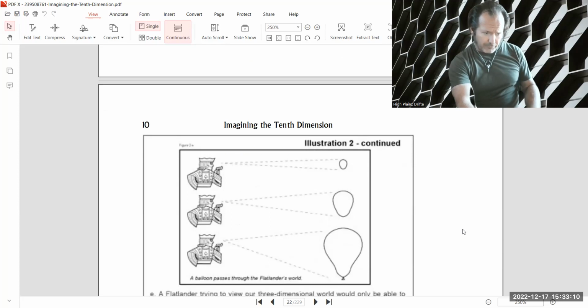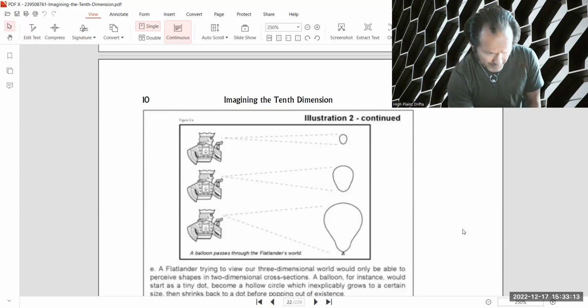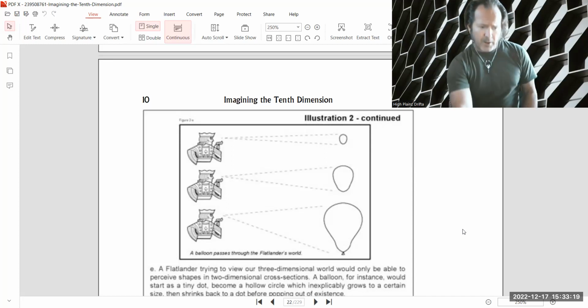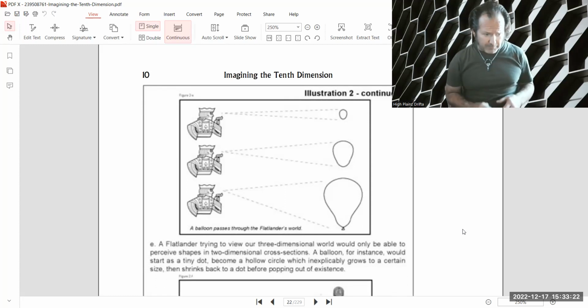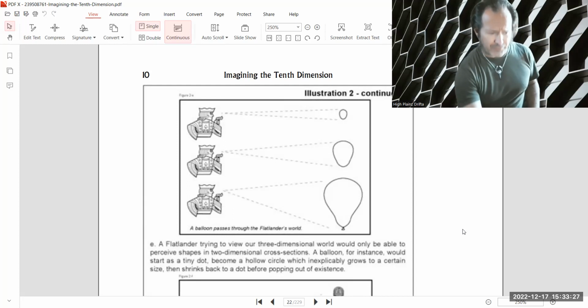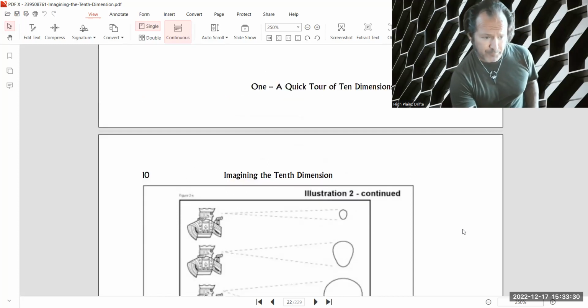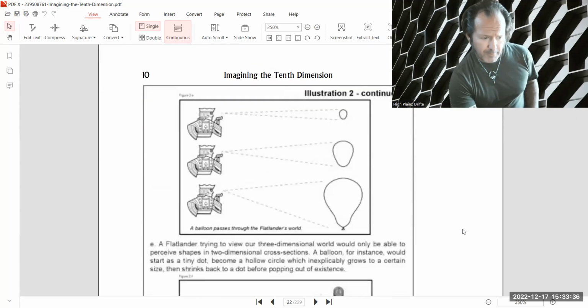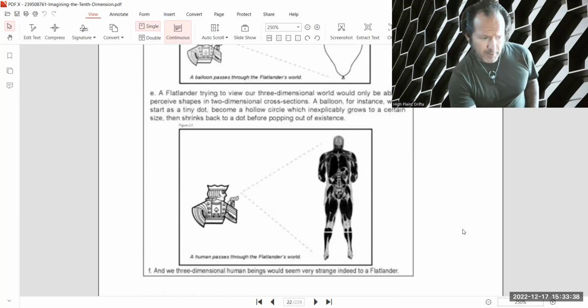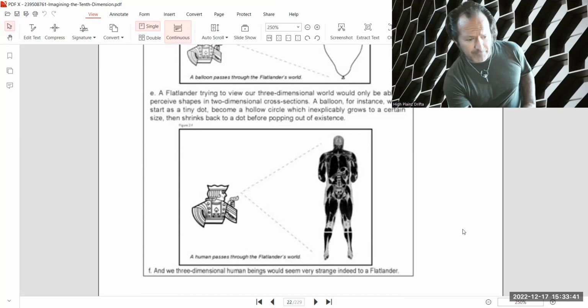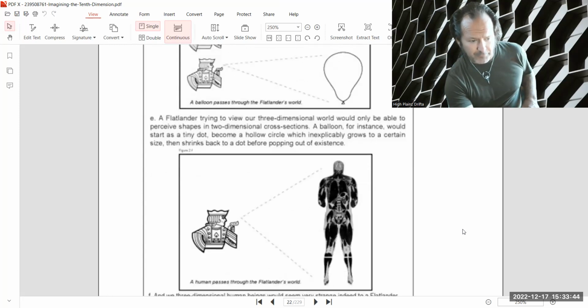Okay, a Flatlander trying to view our three-dimensional world would only be able to perceive shapes in two-dimensional cross-sections. A balloon, for instance, would start as a tiny dot, become a hollow circle, which inexplicably grows to a certain size and shrinks back to a dot before popping out of existence. There you go, folks, right there. And we three-dimensional human beings would seem very strange indeed to a Flatlander. There's a Flatlander checking out a human being. Looks like he has some kind of Flatlander X-ray vision.